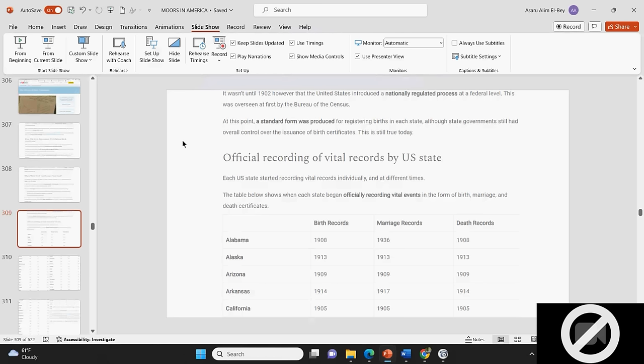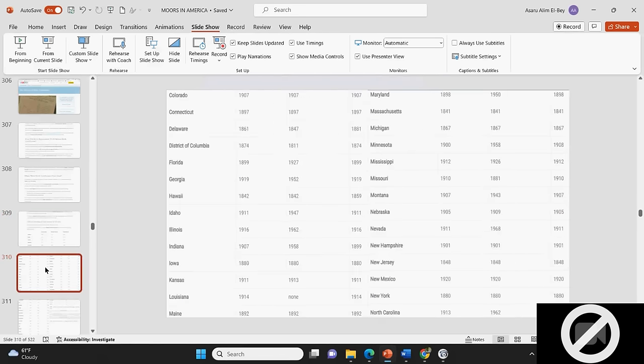Alabama, 1903. Alaska, 1913. Arizona, 1909. Arkansas, 1914. California, 1905. Colorado, 1907. Connecticut, 1897. Delaware, 1861. District of Columbia, 1874. Florida, 1899. Georgia, 1919. Hawaii, 1842. Idaho, 1911. Illinois, 1916. Indiana, 1907. Iowa, 1880, excuse me. Kansas, 1911.